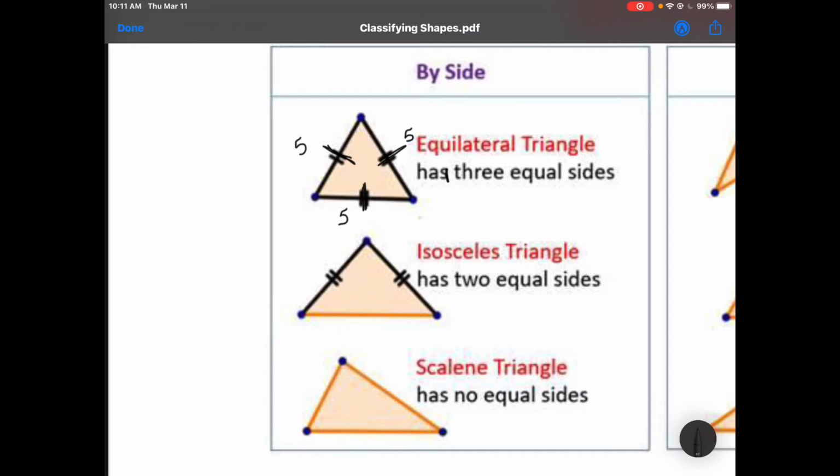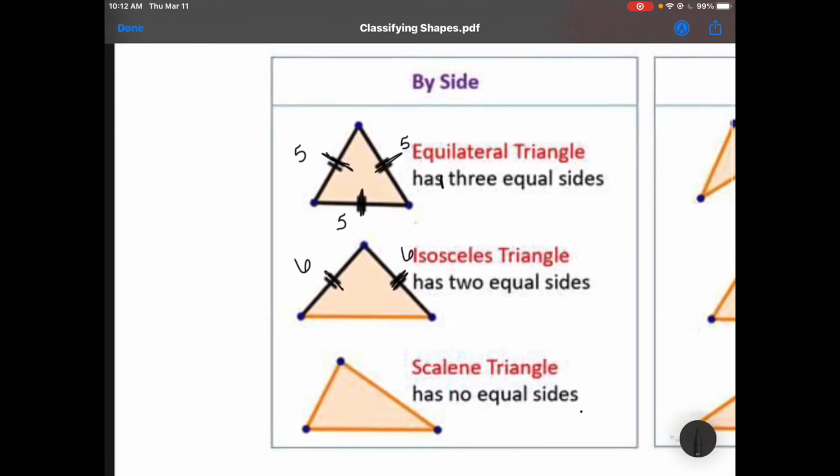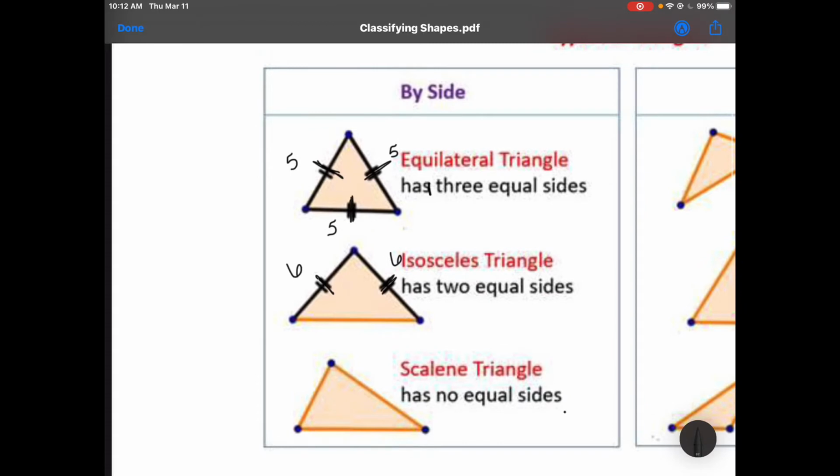An isosceles triangle has 2 equal sides. So this side and this side will be the same length. Maybe both of these are 6. And the other side could be something like 10. Just any other number that's not 6.